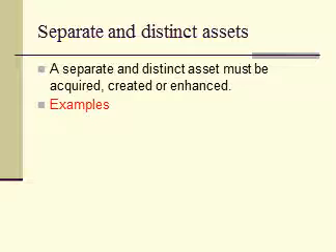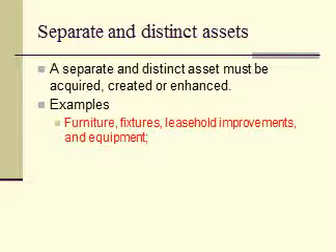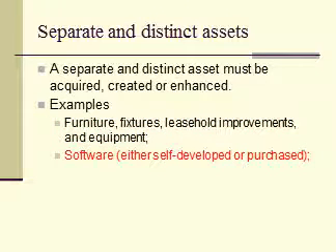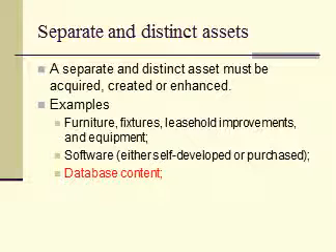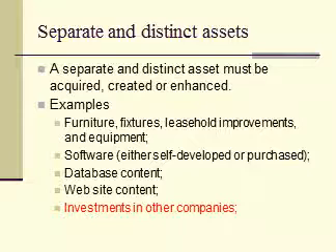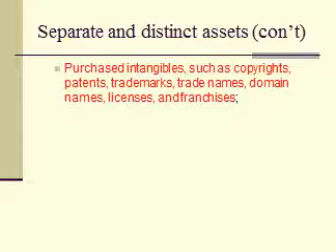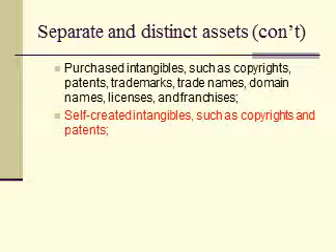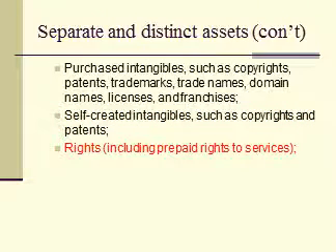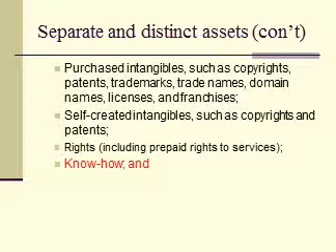Examples of separate and distinct assets in websites are furniture, fixtures, leasehold improvements, and equipment, software, either self-developed or purchased, database content, website content, investments in other companies, purchased intangibles such as copyrights, patents, trademarks, trade names, domain names, licenses, and franchises, self-created intangibles such as copyrights and patents, rights, including prepaid rights to services, know-how, customer lists.